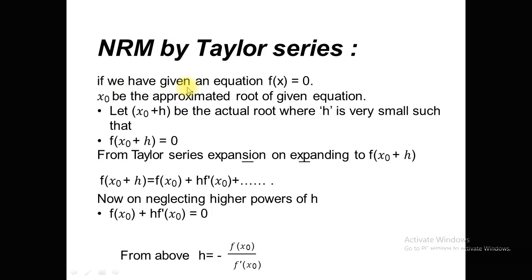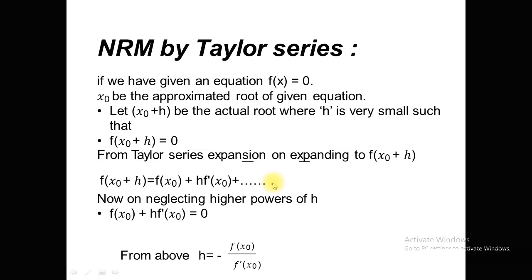If we are given an initial non-linear equation f(x) = 0, then x0 is the approximated root of the given equation. Let x0 + h be the actual root, where h is very small, such that f(x0 + h) = 0. From the Taylor series expansion of f(x0 + h), we get f(x0 + h) = f(x0) + h f'(x0) + and so on.